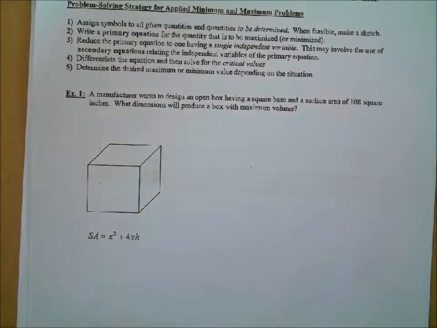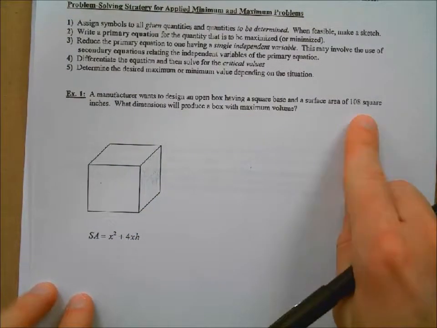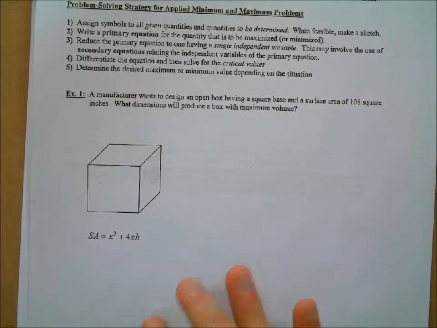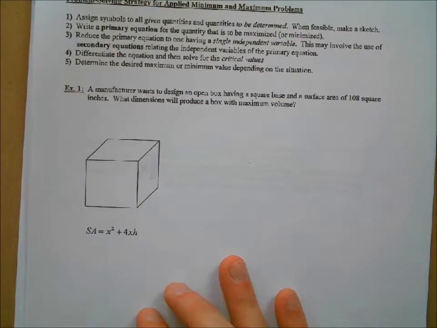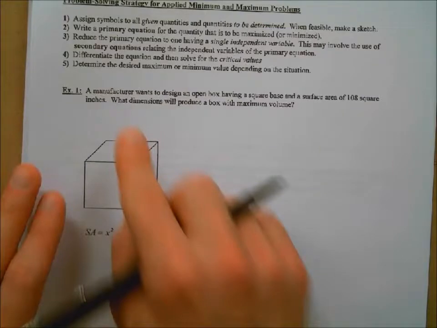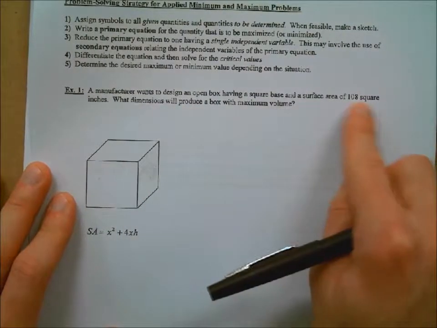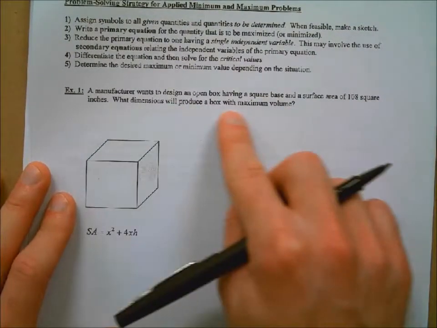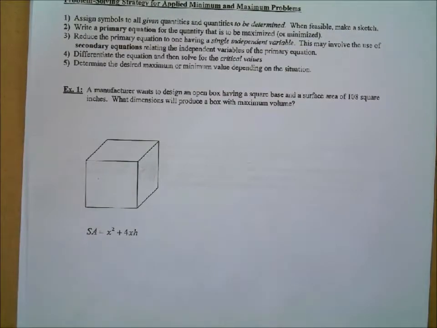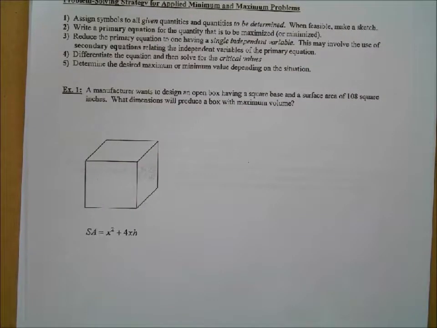So our constraint is that we want the box to have a surface area of 108 square inches. Not really sure why that might be the case here, but that's what we've got. With this restriction, we want to produce a box with maximum volume. So we want to maximize the amount of stuff that box could contain, given this constraint that we have 108 square inches of surface area to work with. So, what is the thing that we are trying to maximize or minimize here?